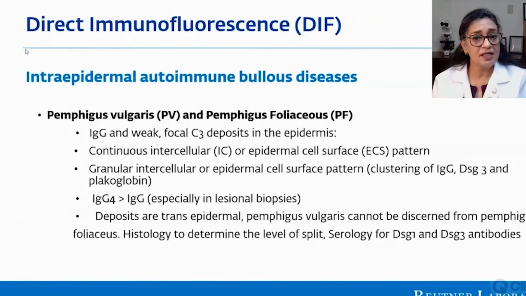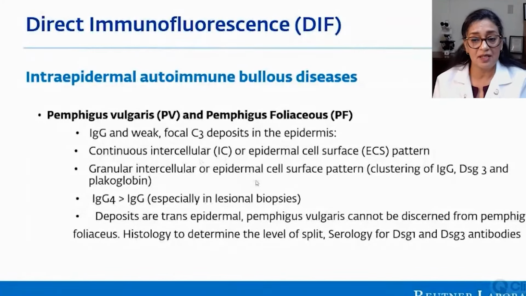So what does DIF look like in intraepidermal bullous diseases? As Dr. Sinha showed in a very nice picture, the chicken-wire pattern is characteristic in all forms of Pemphigus vulgaris and Pemphigus foliaceus. So intercellular deposits, or epidermal cell surface deposits, are seen because of binding of autoantibodies to the desmosomal proteins in the intercellular space. In most cases, IgG is seen. Sometimes weak focal C3 deposits can also be seen.